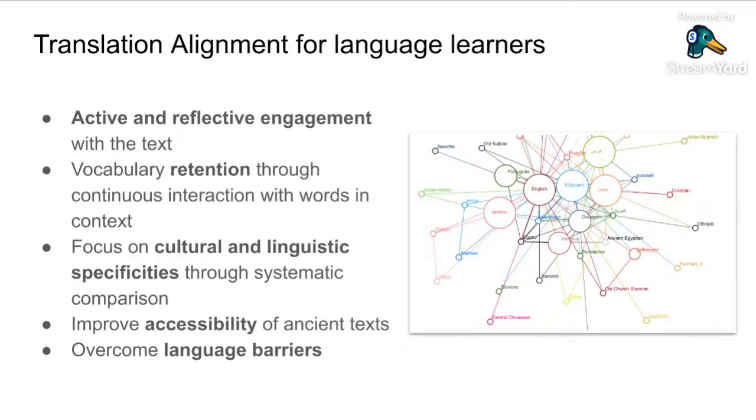Because really, when you perform manual or even partially automatic translation alignment, we have found that this can stimulate a more active and a more reflective engagement with the vocabulary, the cultural background of the text, and the linguistic specificities through this sort of systematic analytical comparison between different languages and different texts. So this is actually what my colleagues are going to talk about, how you use translation alignment for improving your ways of learning languages that you do not know.